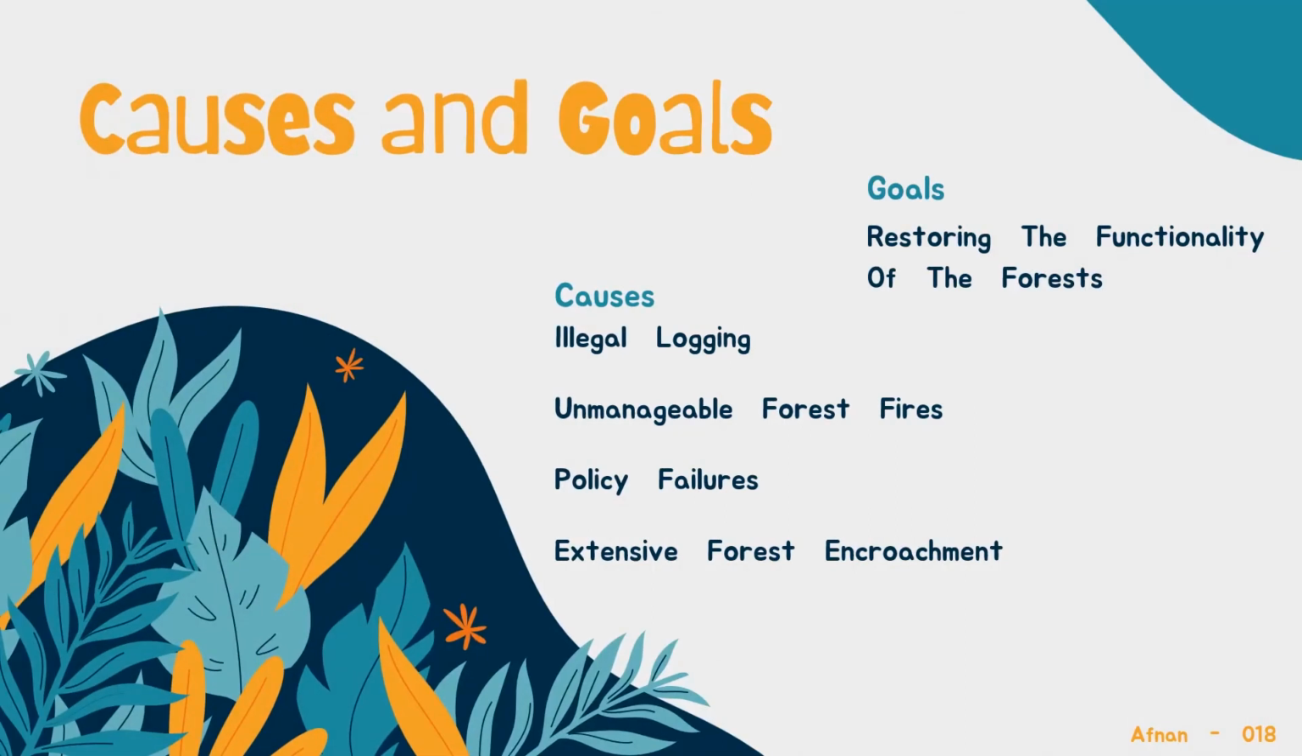Causes and goals. The causes of rehabilitation initiatives inside a conservation forest include illegal logging, unmanageable forest fires, policy failures, and extensive forest encroachment. And the goals of rehabilitation itself inside the conservation forest include restoring the functionality of conservation forests.